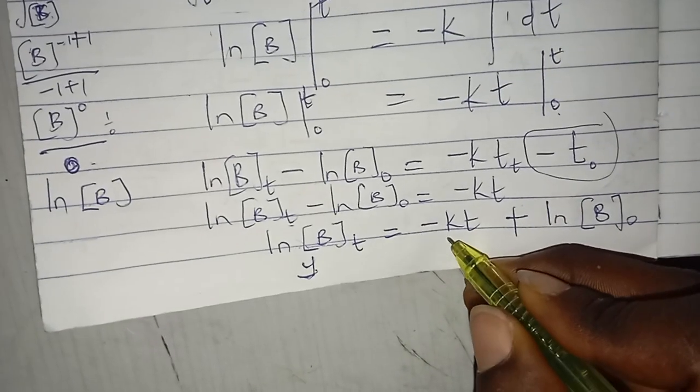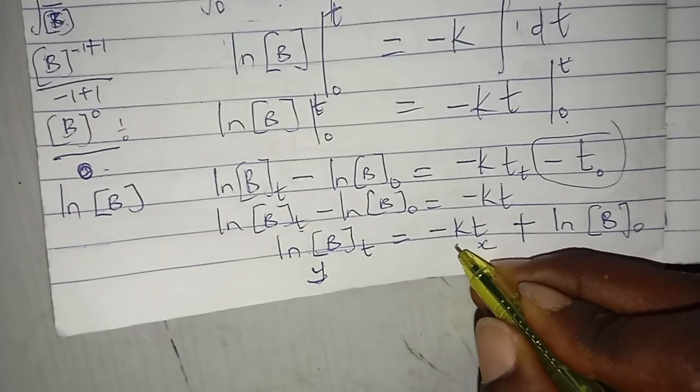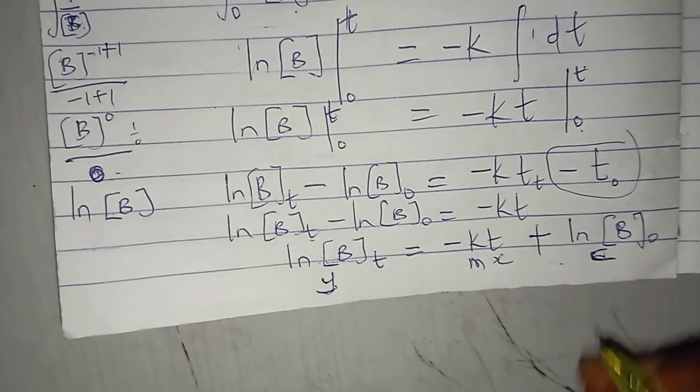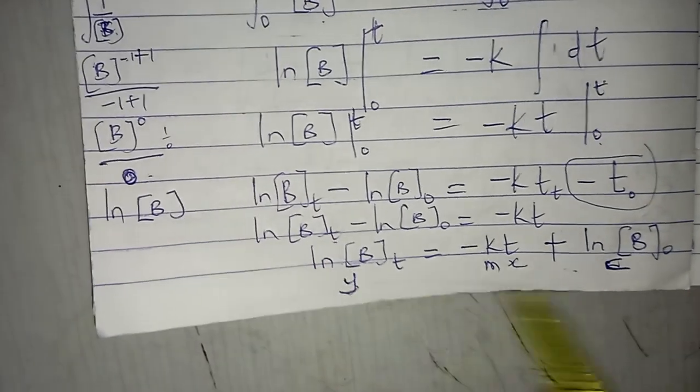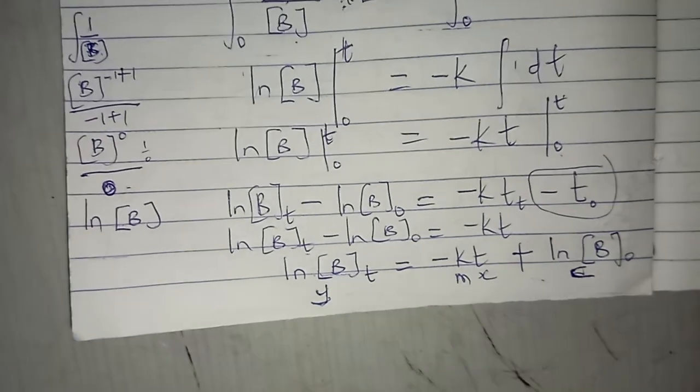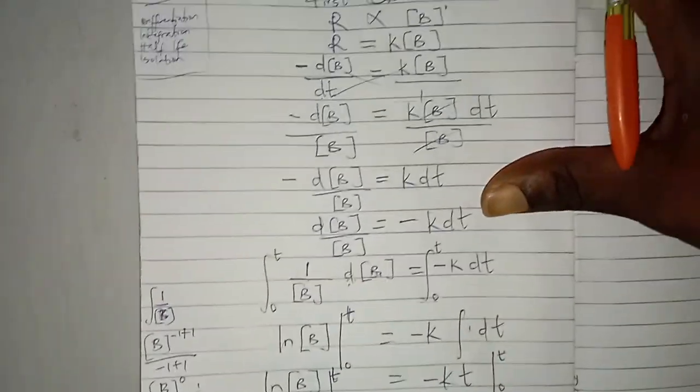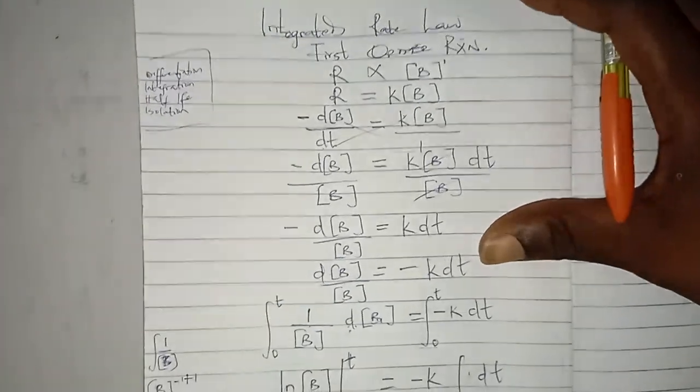Y equals mx plus c, where this is x, this is m, then this is c, which is the intercept. So I always pull it this way so that if I want to plot the graph, I know how to plot the graph. You can solve this, and at the end of the day they tell you to plot the graph. So I know what to do. That is that for the first order reaction.